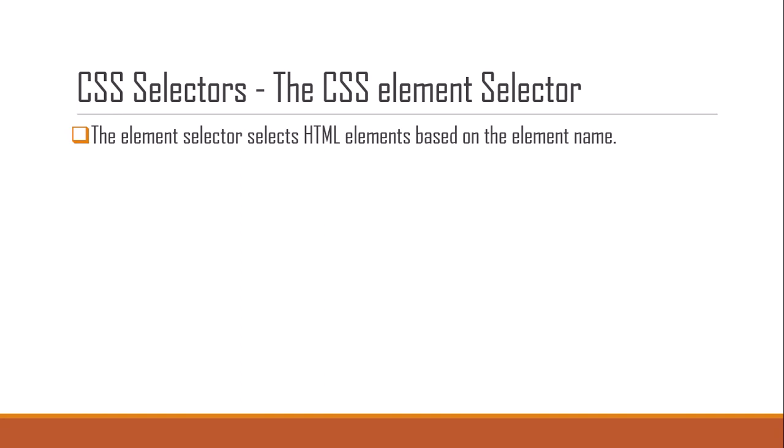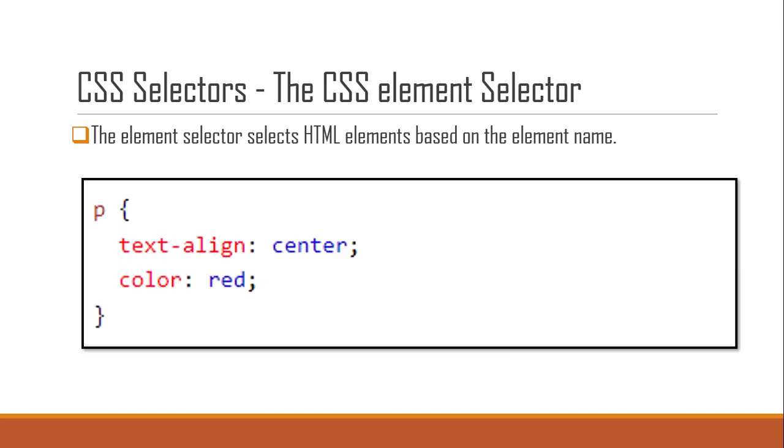So here we see the CSS element selector. The element selector selects HTML elements based on the element name. As we discussed earlier, here we have p elements and we have the text-align property and color property, and we give the value which is separated by a colon. Element selectors always use the name of the HTML elements.